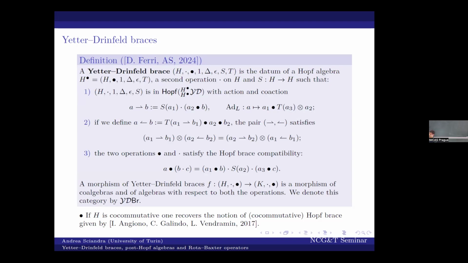So if you require that your H is cocommutative, then you recover exactly the definition of cocommutative Hopf brace in the sense of Angiono, Galindo, and Vendramin. So a Hopf algebra whose coproduct is cocommutative and satisfies just the last compatibility condition, because you can see also that this is automatically satisfied. If H is cocommutative, you can change A1 with A2 and B1 with B2. But if we remove the cocommutativity assumption, we have two different Hopf algebras. We have a Hopf algebra in vector spaces and a Hopf algebra in Drinfeld modules.